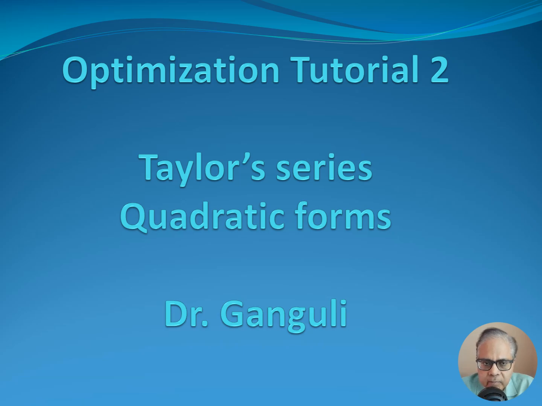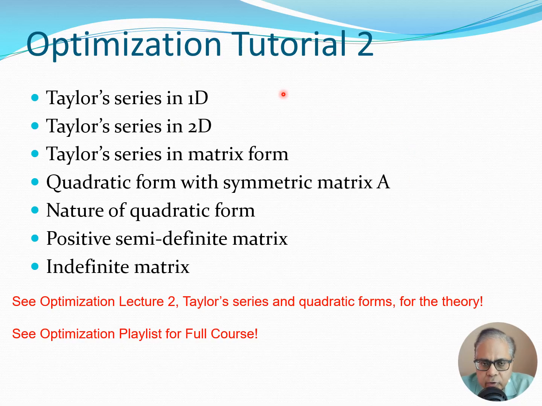I'm Dr. Ganguly. Now in today's video, I'm going to discuss the following topics. We are going to look at Taylor series in 1 dimension and 2 dimension. Then we are going to put the Taylor series in the matrix form. We are also going to look at the concept of quadratic form and the symmetric matrix A, which is associated with the quadratic form. We are also going to look at the nature of the quadratic form, and this leads to concepts such as positive definiteness, negative definiteness, and so on, which go with matrices but are actually related to the quadratic forms concerned. Also, we are going to look at the indefinite matrix.